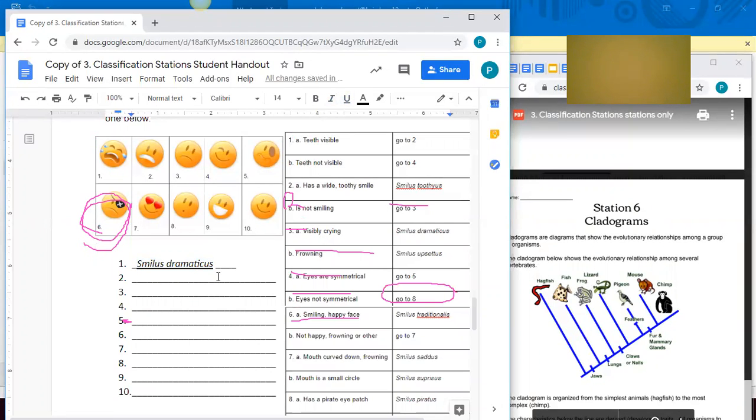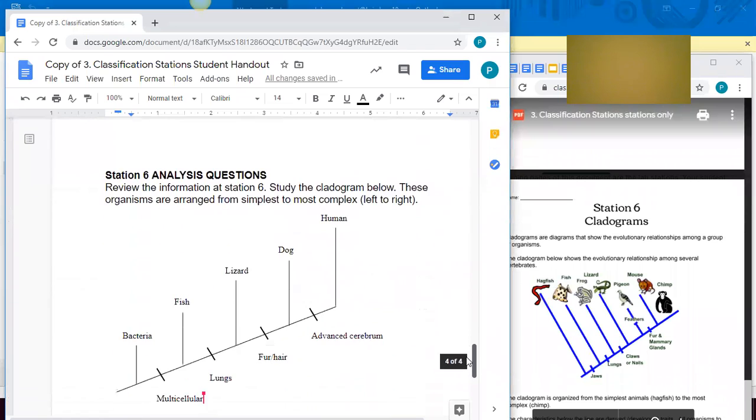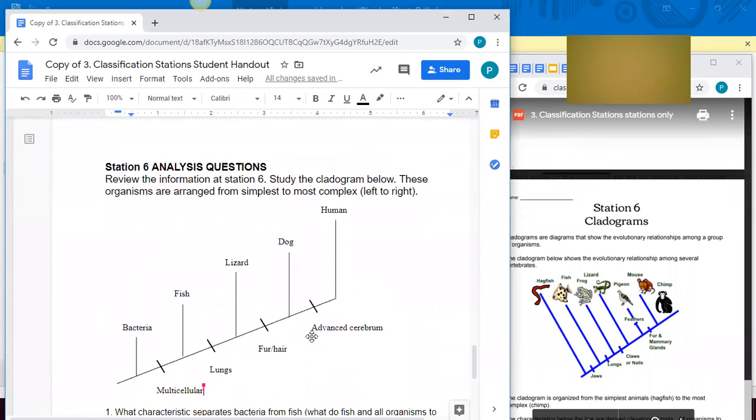Okay, now you start back over at step 1 on the next emoji, right? And then you just keep going. You should not have any repeats. Like I will not have another Smilus dramaticus. Okay, I have 10 emojis. I have 10 different scientific names. Once I get through this video, I will double check my answer key and make sure I'm correct on that right there. Okay, so once you complete your 10 smiley face emojis, then you're ready for station 6.